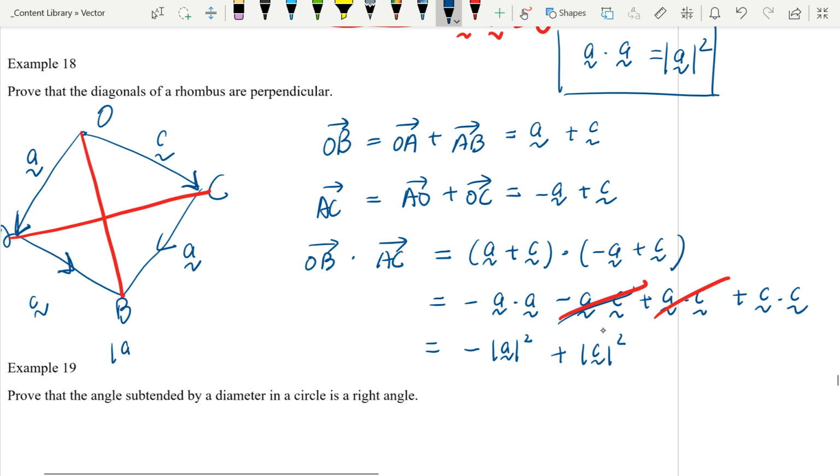What we just said about the magnitude of A and C, they're all the same because it's a rhombus. All the lengths are the same magnitude. So the magnitude of vector A and the magnitude of vector C are the same. Therefore, that's 0. So you will make the conclusion: OB is perpendicular to AC.